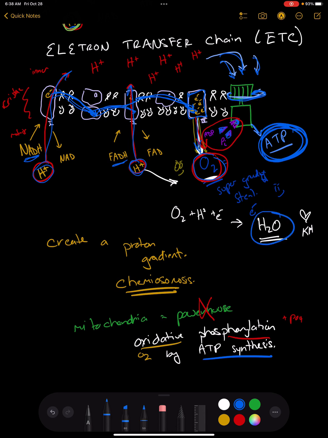All right, that is how we make ATP. This is your electron transport chain. I hope that helps.